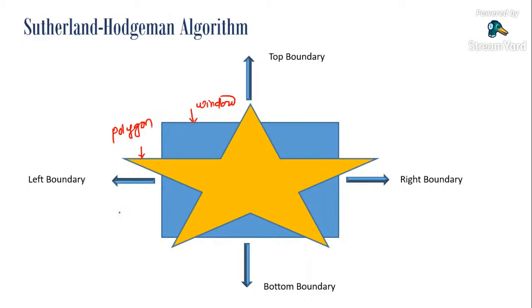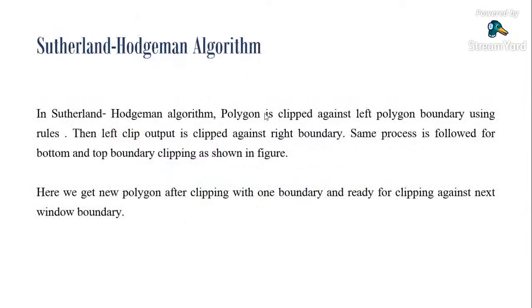How can it be clipped in Sutherland-Hodgeman? The polygon will be clipped first against the left boundary. Then whatever output you are getting is provided to the right clip, and it is clipped against the right boundary. Then whatever output you are getting after that is provided to bottom boundary clipping, and finally the output you are getting is provided to the top clipping against the boundary, and that is nothing but the output of Sutherland-Hodgeman algorithm.